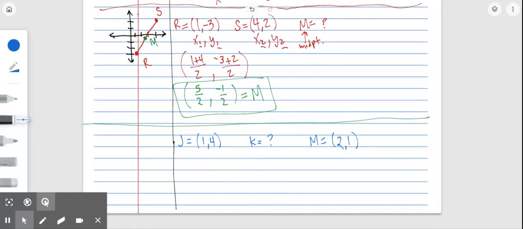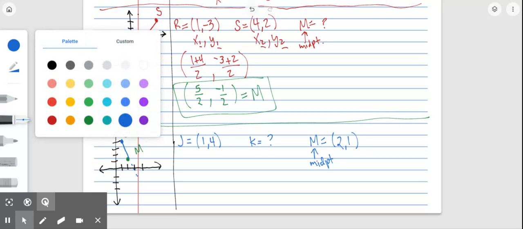Okay, this one's a little different because this time I got one endpoint and the midpoint. Okay, so I've got to use my formula backwards a little bit to try and figure out where the endpoint is. So I'm going to pause again and I'm going to draw the diagram in the left-hand side. Okay, so I've drawn it. J is at 1, 4. M is at 2, 1. So I want to figure out, if I know the midpoint, how do I find that missing coordinate?